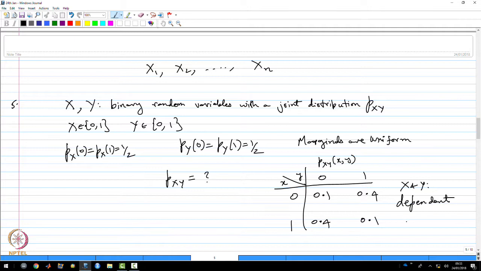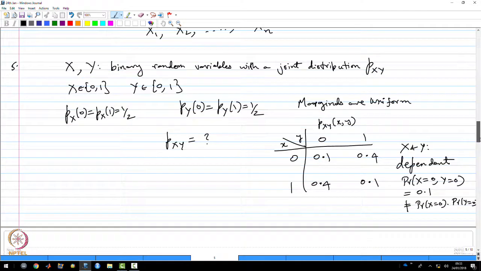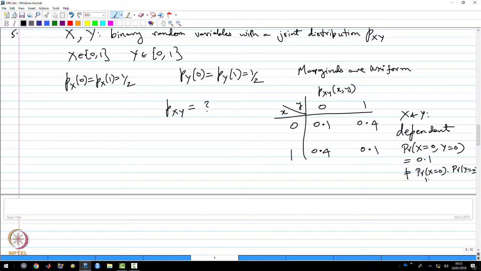Okay, so you can check why that is so, because the probability that x equals 0 comma y equals 0 is equal to 0.1, and it's not equal to the probability of x equal to 0 times the probability of y equals 0. So this is not true. Because of that reason, you have this being dependent. You can see why that's true, no? Because this is 1 by 2 into 1 by 2. This is 0.25. On the other hand, this is just 0.1. So this is a joint distribution which is dependent.